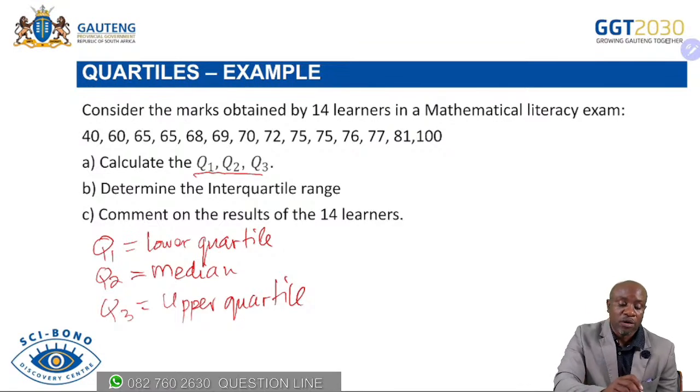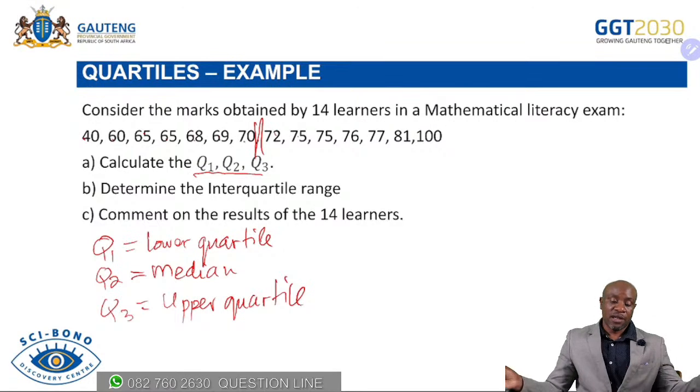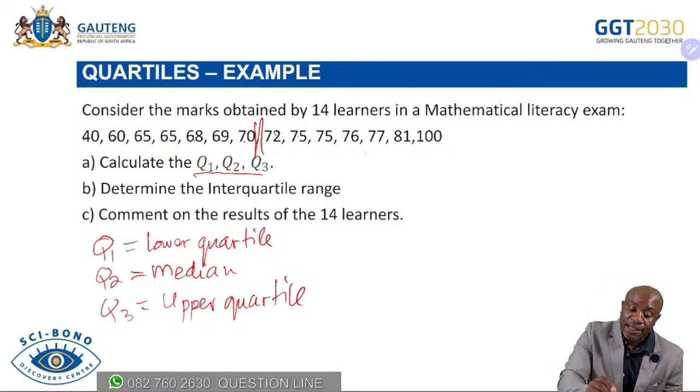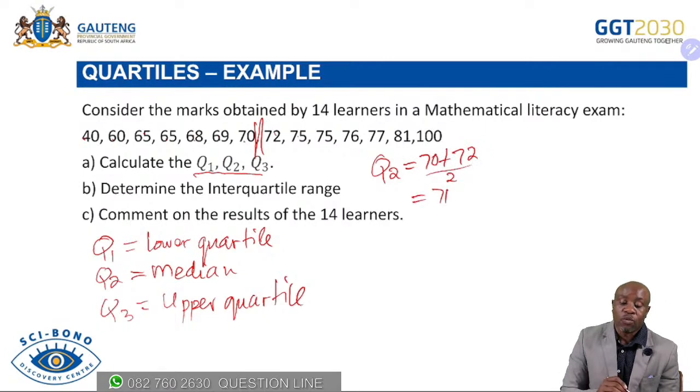If there were 15, we're going to have a clear middle. So 40, 60, 65, 65, 68, 69. And I've counted 1, 2, 3, 4, 5, 6, 7. Right? 1, 2, 3, 4, 5, 6, 7. So I have 7 numbers on my left and 7 numbers on my right. So my Q2 then, you always start with Q2, is 70 plus 72 divided by 2. That will give you 71.